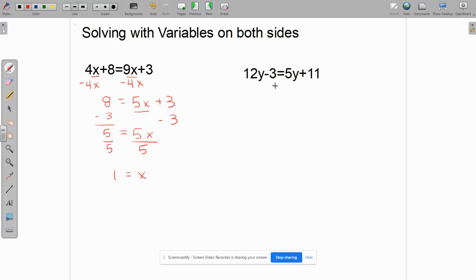All right, looking at this, it's another solving with variables on both sides. So my first step, I can go ahead and have you pause the video and see if you can work it on your own, or you can follow along as I solve it.